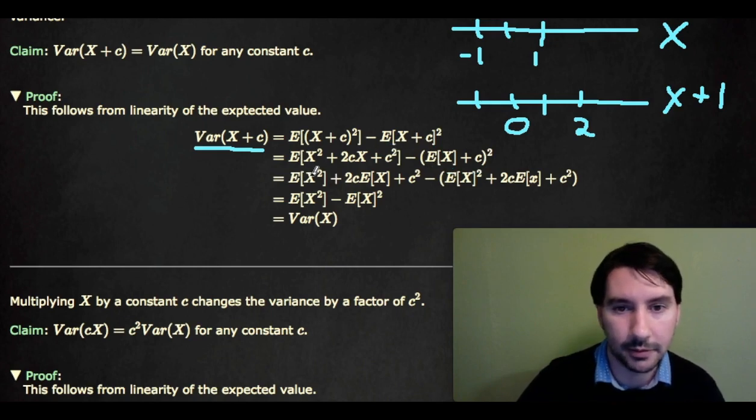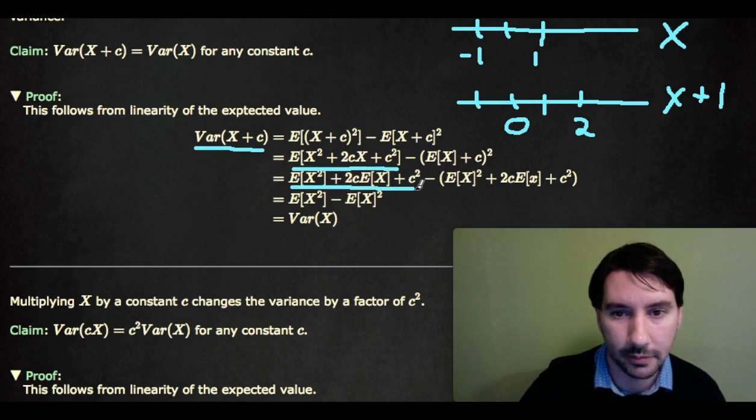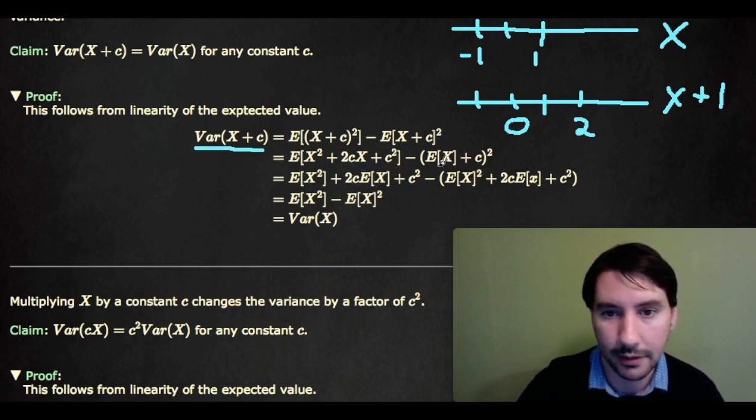Then we reverse those steps. So now we can use linearity here. E of (x squared plus 2cx plus c squared) is E of x squared plus 2c E of x plus c squared. And then on this side we can square now. So we have (E of x plus c) quantity squared, which is E of x squared plus 2c E of x plus c squared.